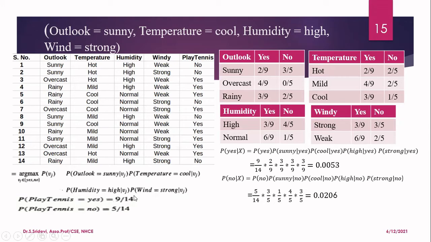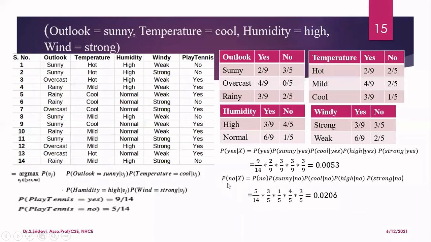Now substitute the various terms from this. Probability of getting yes is 9/14. This is the probability of the target class, 9/14. P of sunny given yes is 2/9, from this table I am writing. Then P of cool given yes, see this table, it is 3/9. Then P of high given yes, see the humidity table, it is 3/9. And then probability of strong given yes, see the windy table, it is 3/9. So multiply all the probabilities, it is 0.0053.